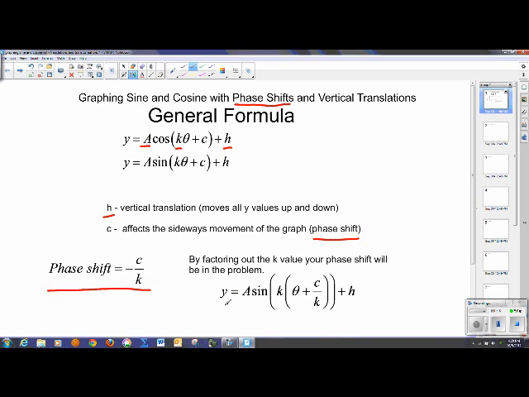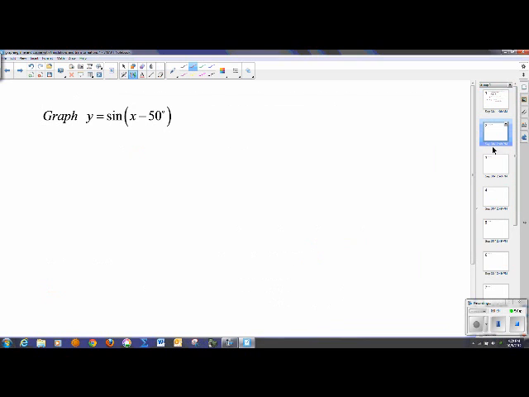What I like doing is factoring the K out, so I have a coefficient of 1 in front of my theta, and then my phase shift will actually appear right next to the theta. It's just whether it's positive or negative. So let's go through and do some examples.